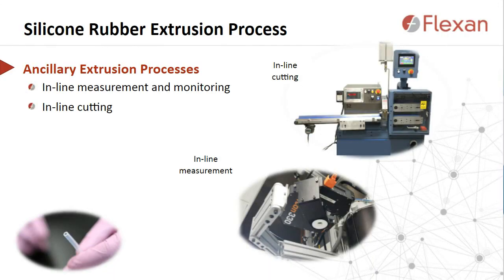During the extrusion process, additional ancillary equipment can be employed to improve the process or add value. Inline measurement and closed-loop control can be integrated using equipment like a laser micrometer, which was seen in the previous video. Also, inline cutting can be conducted to trim the extrusion to length at the station rather than adding a downstream step.